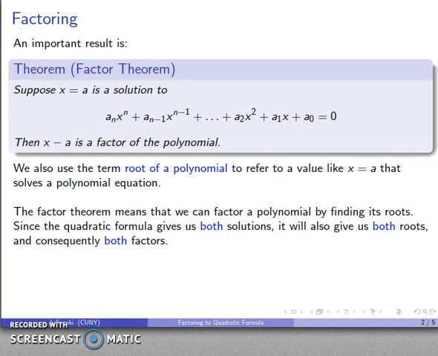You never try to solve a polynomial equation by trying to factor it. Instead, what you tend to do is you find the solutions and use those to find the factors. So the quadratic expression is a particularly useful example because we have this nice quadratic formula that gives us all of the roots to the polynomial, all the solutions, and so that means the quadratic formula will also tell us how to factor any quadratic expression.